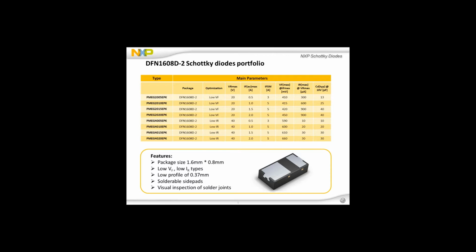Schottky diodes are able to switch very fast and support the requirement of low forward voltage losses. NXP's DFN1608 Schottky diodes are a very good choice for backlight boosters in tablet PCs and ultrabooks. The package size is 1.6 mm by 0.8 mm and a height of 0.37 mm. The side pads are solderable and allow a visual solder joint inspection. The forward current ranges up to 2 amp for this package, and VR ranges from 20 to 40 volt.